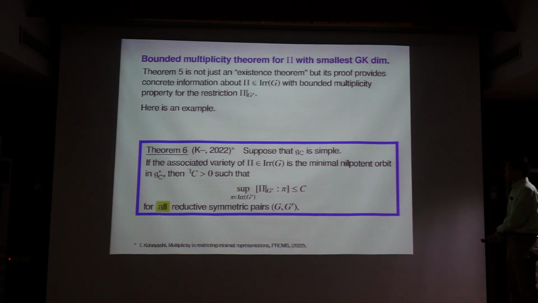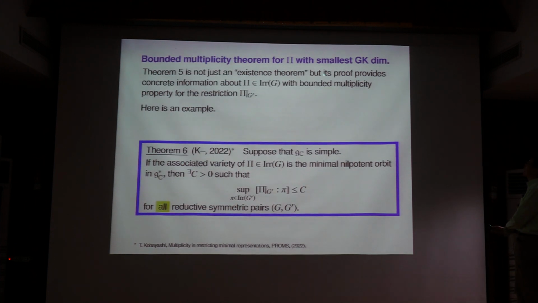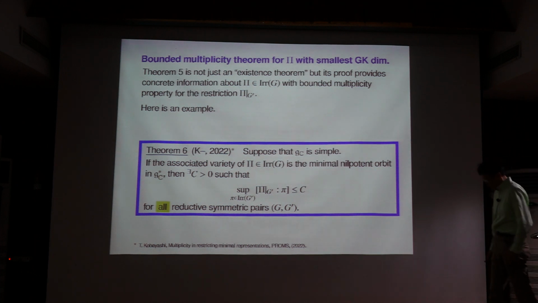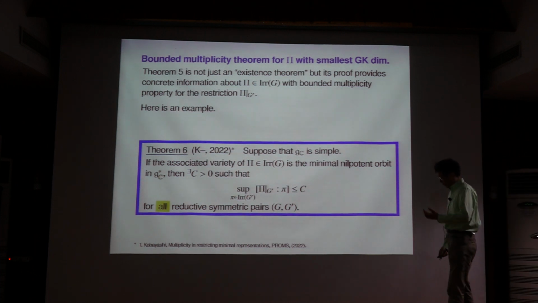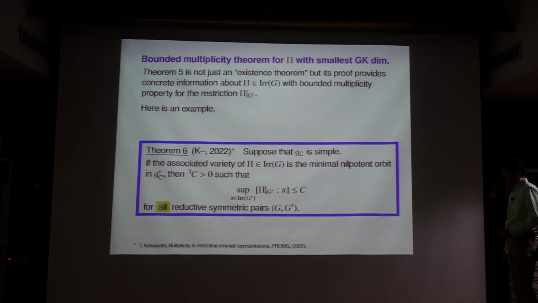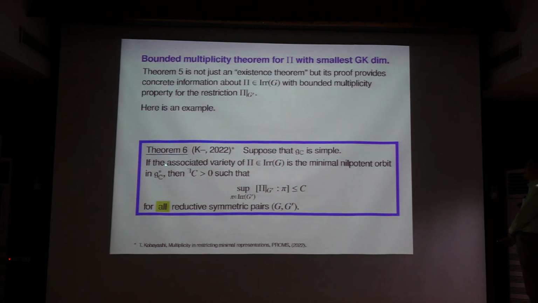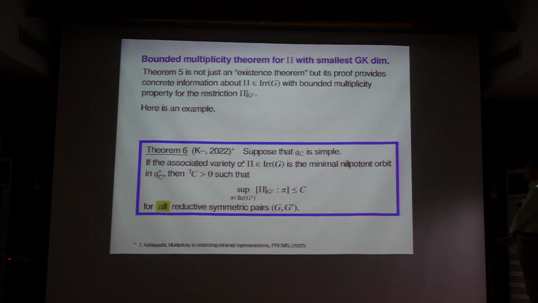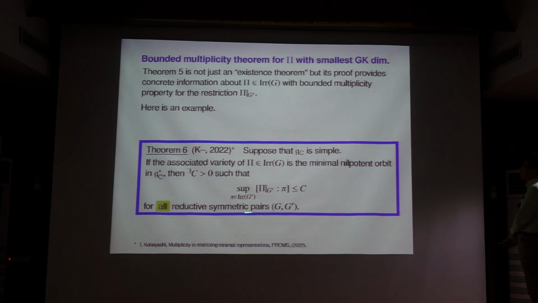And this theorem is not just an existence theorem, but the proof actually provides concrete information about which representations have such bounded multiplicity properties. And then, of course, the extremal case: if there exist minimal representations, which is so in many cases. Or a little bit more generally, if the associated variety of pi is the closure of the minimal nilpotent orbit, then we have the bounded multiplicity property for all reductive symmetric pairs.